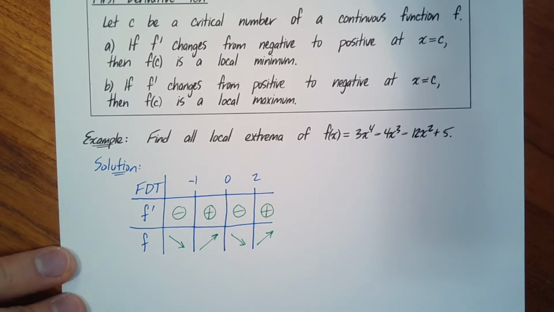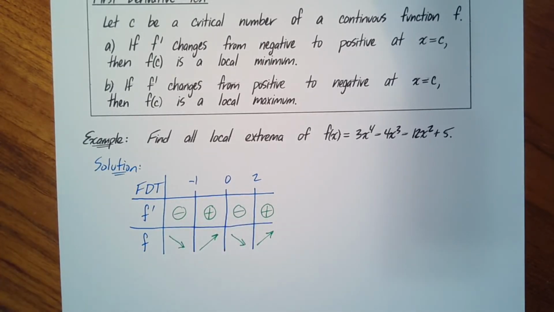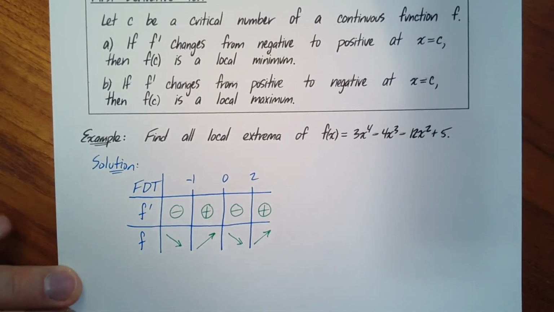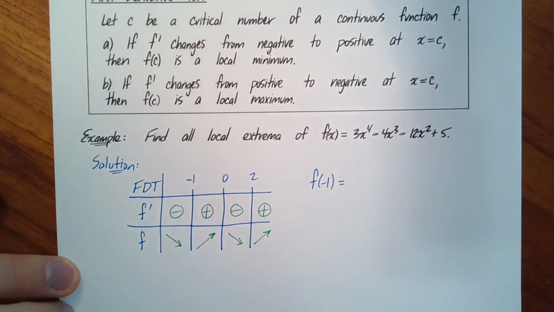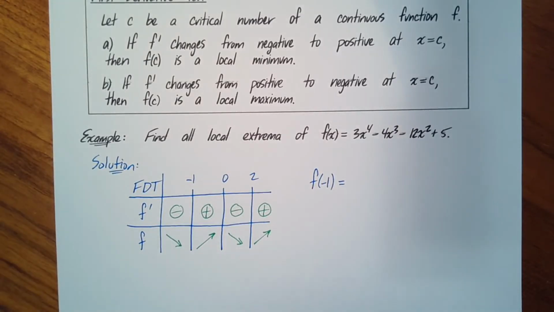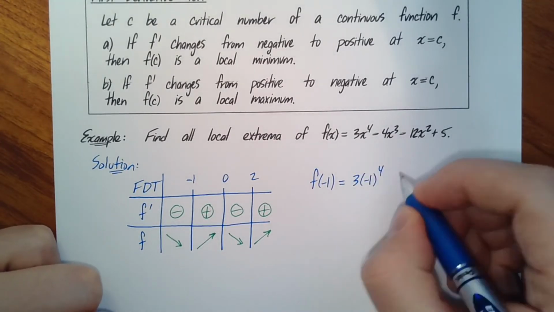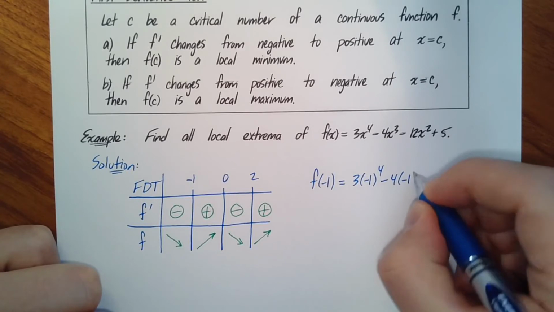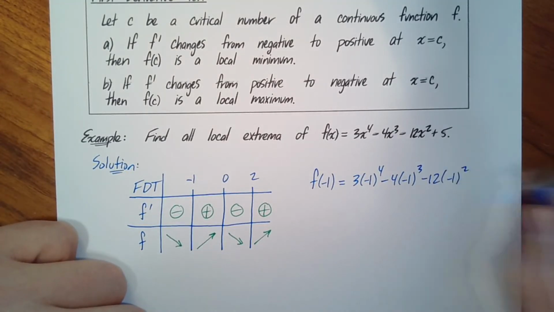Really all that's left is to work out what the y values will be, because these are the locations of the local extrema, but it doesn't tell us the actual values. So we should plug those into the function. Let's evaluate f of -1. If you plug -1 into f, you're going to get 3 times -1 to the 4 minus 4 times -1 to the 3 minus 12 times -1 squared, just plugging -1 in here, and then plus 5.